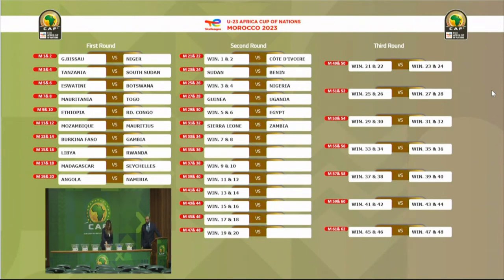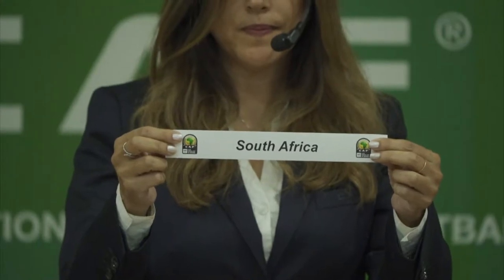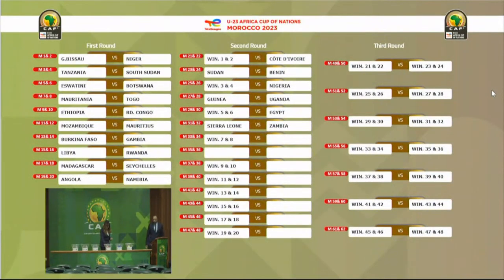Next team from level 1. This team will play against the winner of match 7 and 8, Mauritania-Togo. South Africa. We'll play against the winner of Mauritania-Togo. We take the remaining two balls from level 3. These two teams will play against each other, and the winner will play versus winner 7 and 8 versus South Africa.